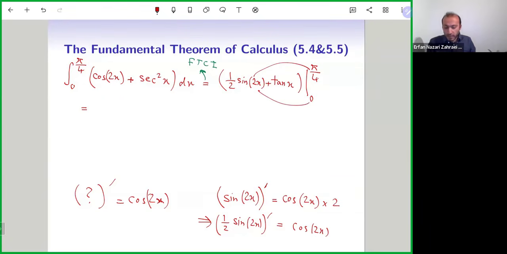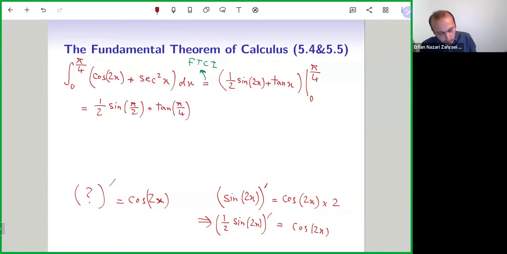Plug in pi over 4 first, the top one first, minus the bottom one. Okay, first pi over 4, you get sine pi over 4 times 2. That's pi over 2, plus tangent pi over 4. This is when I plug in pi over 4, then minus plug in 0. It's sine 0 plus tan 0. What is sine 0 and tan 0?